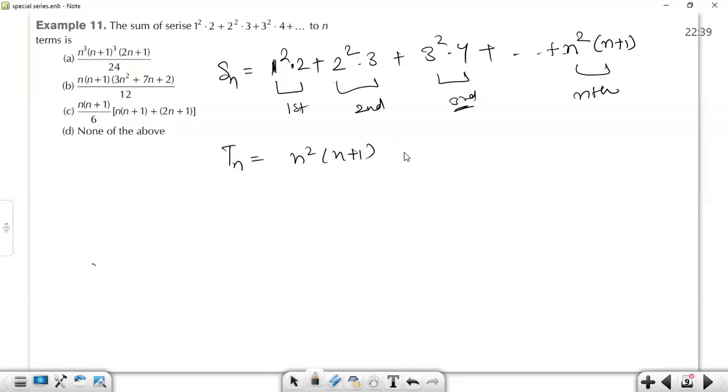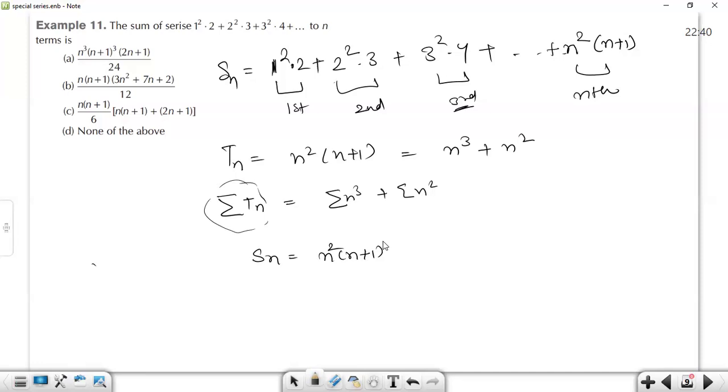So if this is clear, let's simplify it and write it as n cube plus n square. Now let's apply the sigma operator on both sides. This becomes the sum of n terms. The sum of n cube is n square into n plus 1 whole square divided by 4, plus the sum of the squares of the first natural numbers, which is n into n plus 1 multiplied by 2n plus 1 divided by 6.